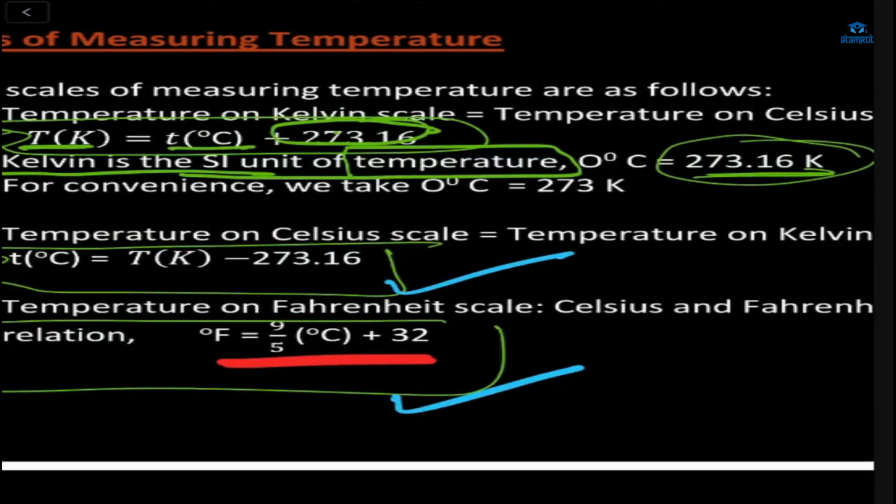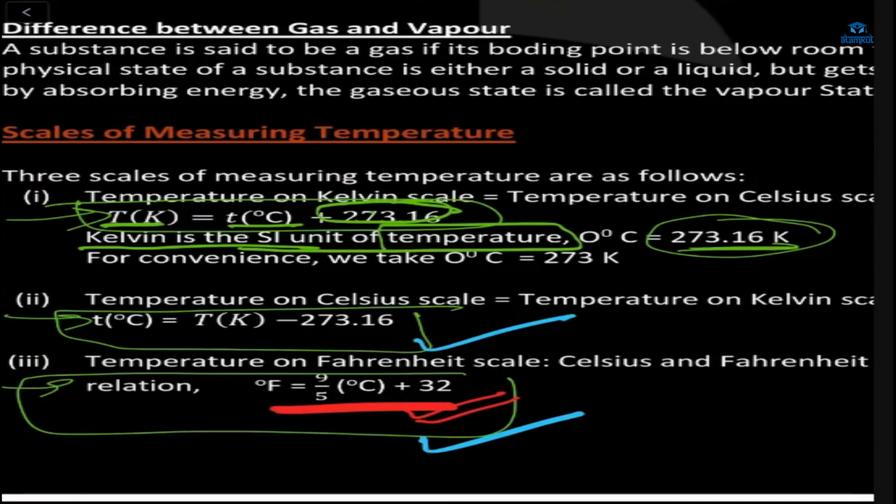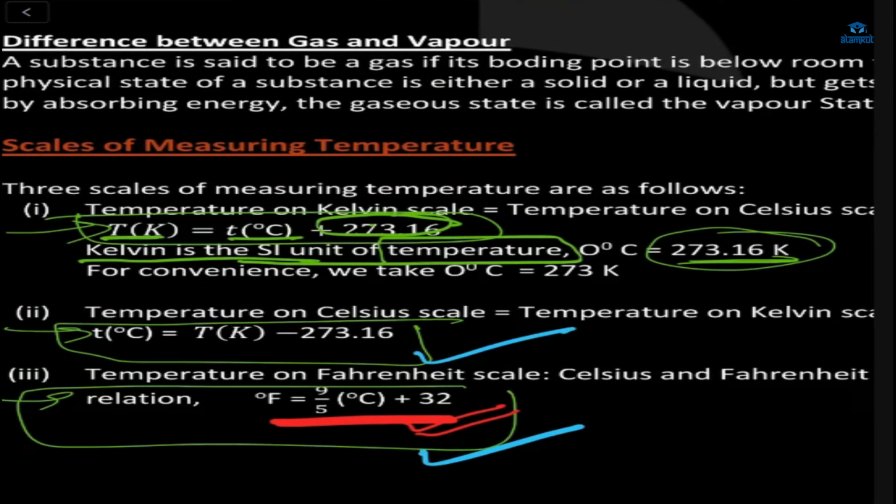Yeah, this one: 9 by 5 degrees Celsius plus 32. Can you give me 1 second? I want to copy it down. This page only, no? Ma'am, this is for the conversion of Celsius to Fahrenheit, right? Which one? Temperature on Fahrenheit scale.